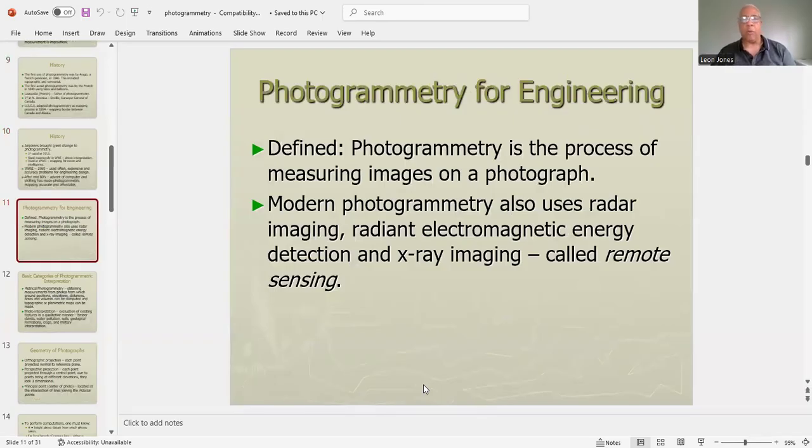Now, photogrammetry for engineering. Photogrammetry is defined as the process of measuring images on a photograph. Modern photogrammetry also uses radar imaging, radiant electromagnetic energy detection, and X-ray imaging. This is called remote sensing, which is also in the area of spatial data and GIS. Surveying uses remote sensing.